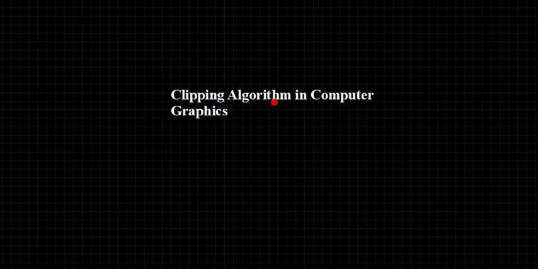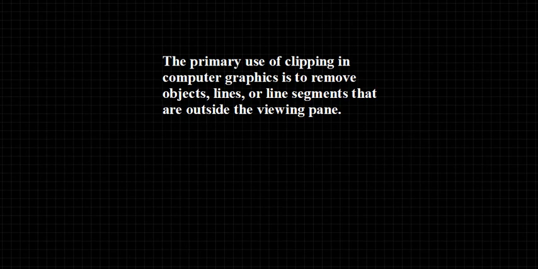In this video I will try to describe the concept of clipping algorithm in computer graphics. So what is clipping first of all, and why is it used? The primary use of clipping in computer graphics is to remove objects, lines or line segments that are outside the viewing pane.